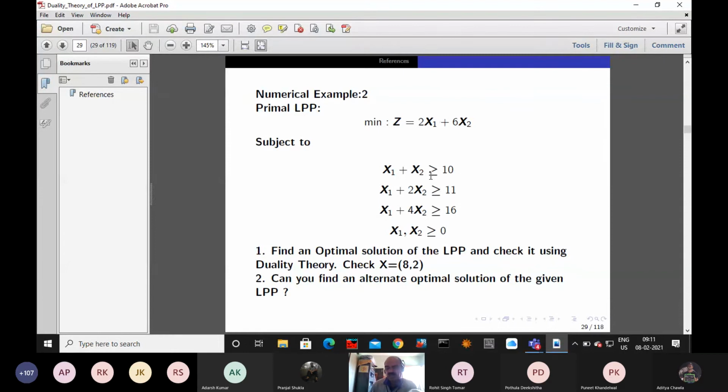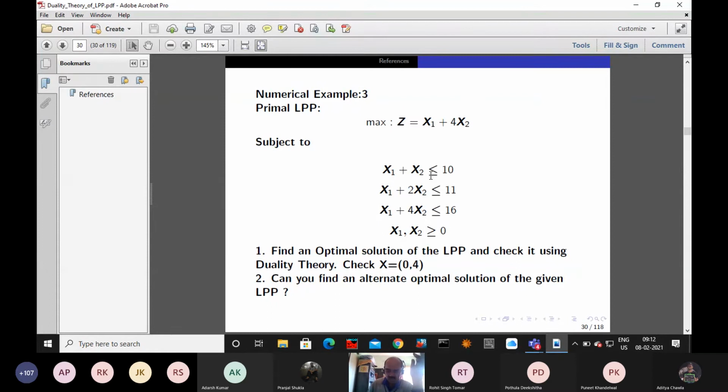So all three equations are fulfilled. First one is fulfilled, second one is also fulfilled. So all are fulfilled. But how to check that the primal and dual have the same solution? It means the objective function values are the same. How to check? We'll check in this manner.